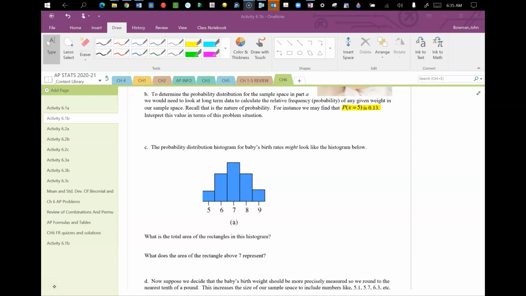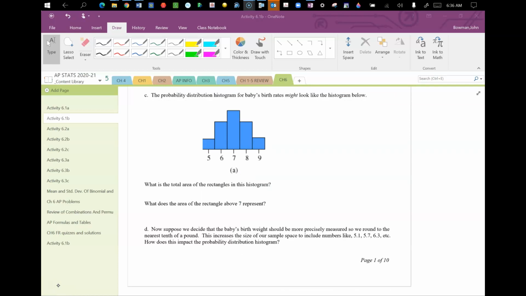So the total area of the rectangles in this example would represent the total probabilities for all the possible outcomes, which obviously is the total probability for all the outcomes in the sample space, so that would be equal to 1. Specifically, the area above rectangle 7 would represent the relative frequency of babies being born that weigh 7 pounds, or our estimated probability of a 7-pound baby.